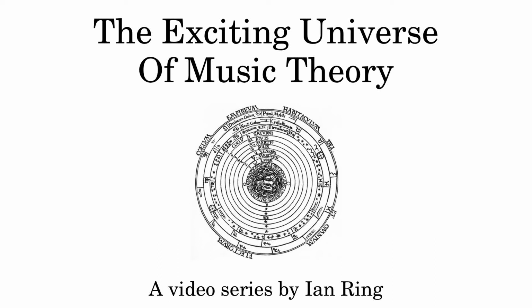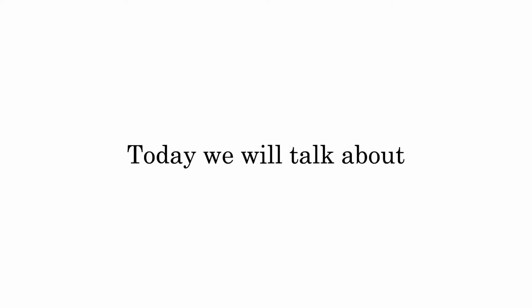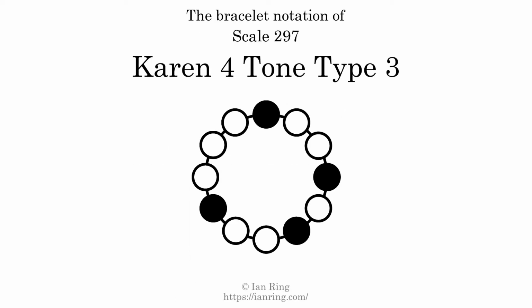Welcome to the exciting universe of music theory. Are you ready to learn? Then let's begin. Today we will talk about Scale 297, Karen 4-tone type 3, which sounds like this.